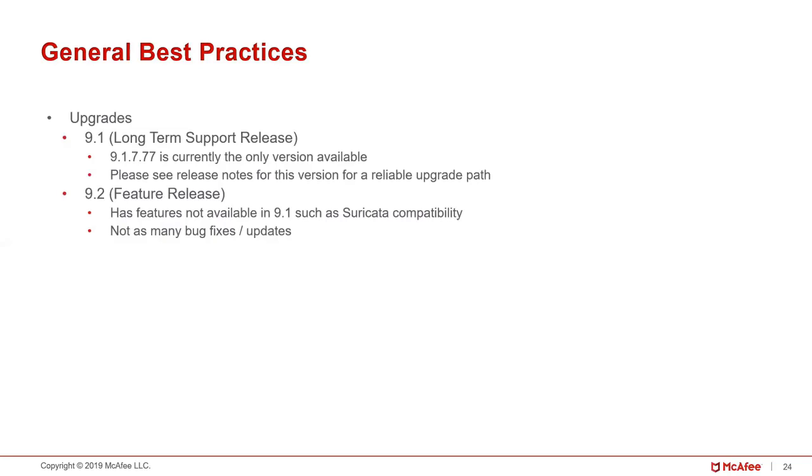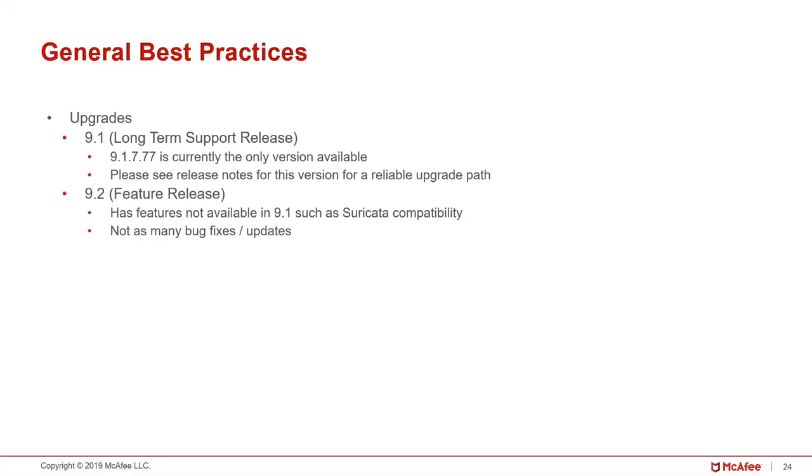To wrap things up, I want to discuss a few key best practices to remember when working with the network security platform. First, when determining which software version to upgrade to, remember that our 9.1 software release is considered our long-term support release. This version will be the most stable and longest supported of all of our software releases. 9.2 is considered a feature release. This version contains features not available in 9.1, such as Suricata signature compatibility. While 9.2 will see future updates, they will not be as frequent as the 9.1 branch.